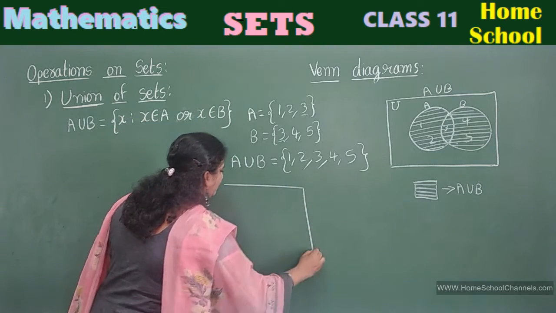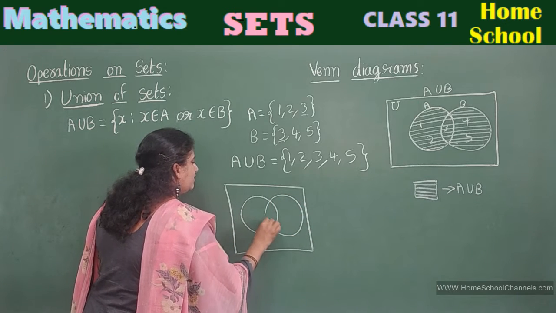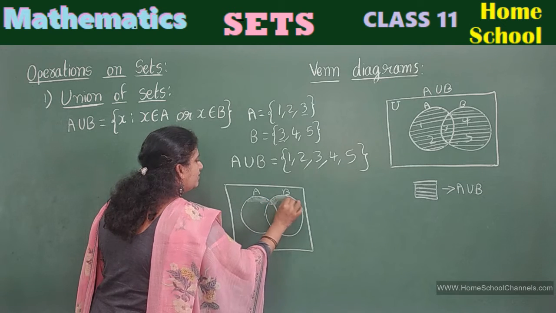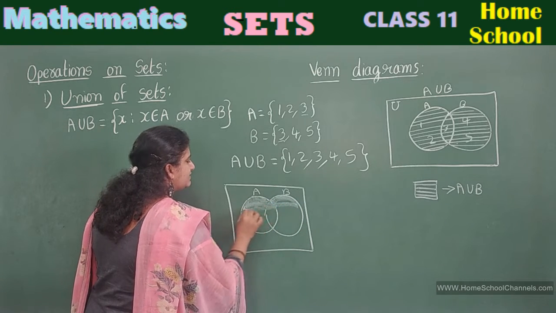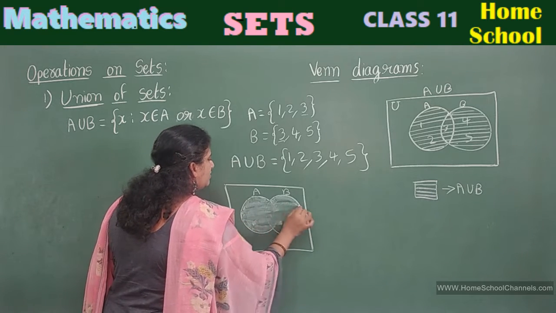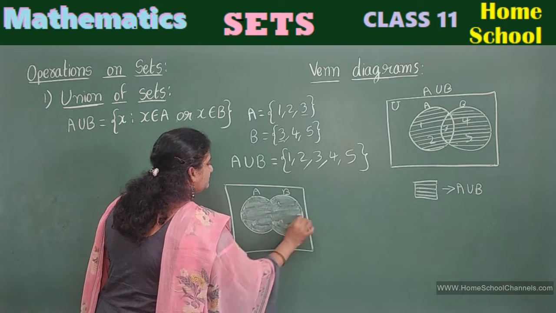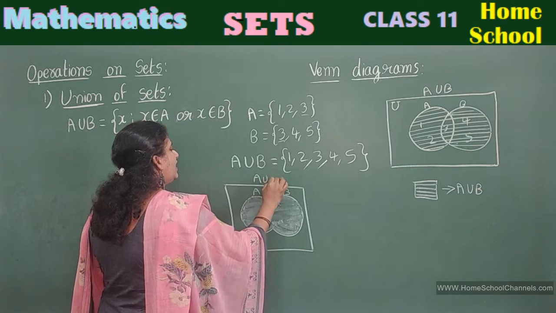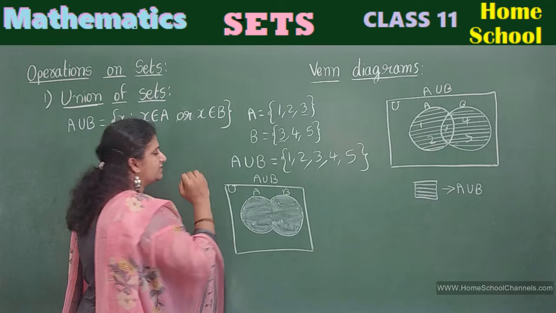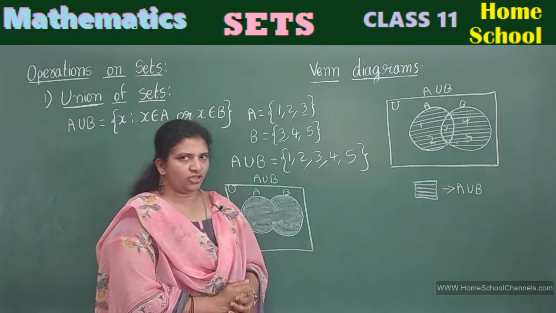How can you show? A, and this is B. Like this you can show the shading of two sets without any elements. A union B means the complete A circle and B circle. Okay, this represents the A union B Venn diagram. Always the universal set is compulsory.